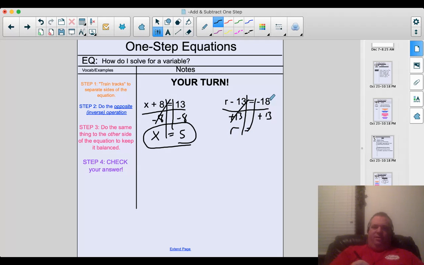Negative 18 plus 13. Here's where I have to remember my rules. So the negative is bigger than the positive, so my answer is negative. Then 18 minus 13 is 5. So this is 5. The negative number, 5, is bigger than the positive number, so they add up to negative 5.